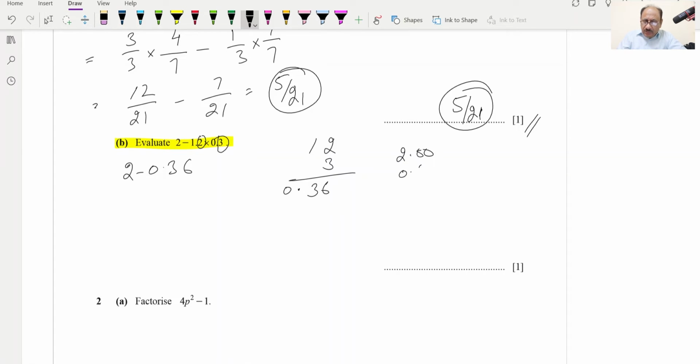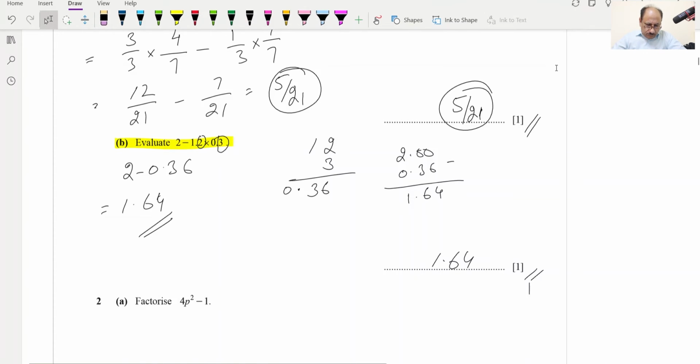This one we will subtract, and we will get 4, then 6, and then 1. So it will be 1.64. This will be the answer which we can provide over here. This is for a 1 mark question.